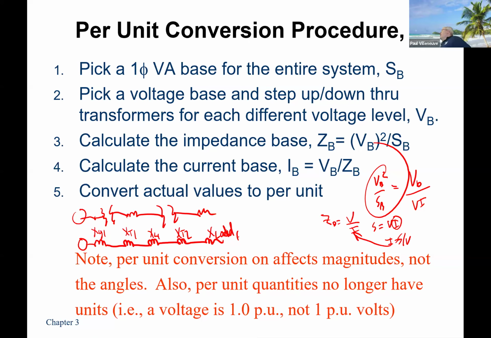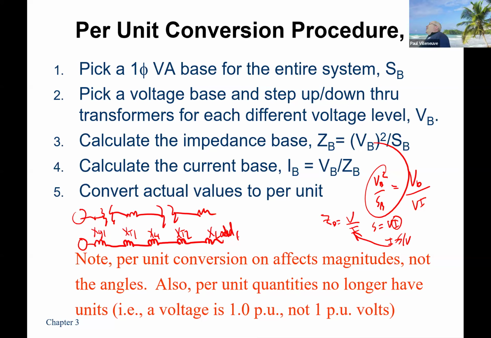This red thing at the bottom is very, very important. It tells you that your base quantities are all scalar quantities. What does a scalar quantity do? Remember, we're talking about complex numbers that have magnitude and angle. So when you're dividing by your base quantities, you are not changing any angles. You are only changing magnitudes. So SB, VB, IB, and ZB are all scalar numbers.